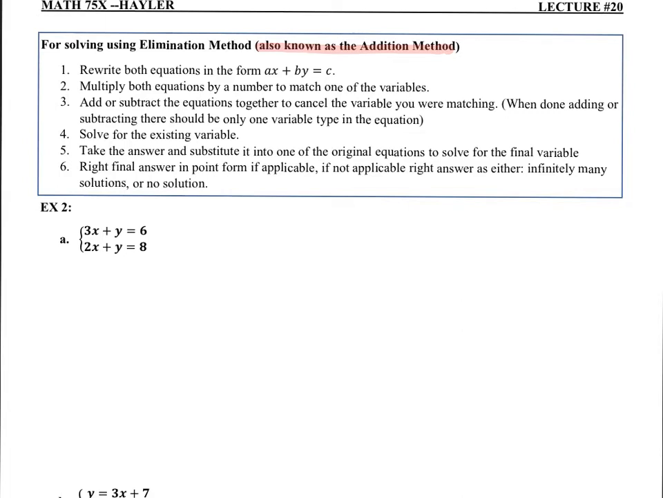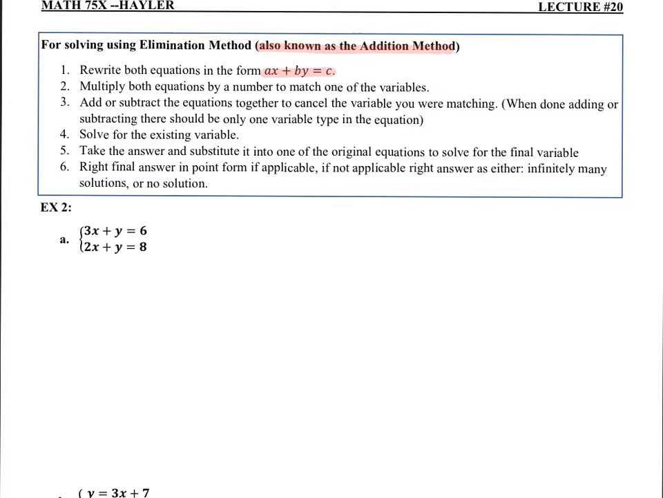Alright, so the plan. First, you want to make sure both equations are in the form ax plus by equals c. Then you're going to try and match the equations so that one of the variables is the same. And we'll go over this in a sec. After that, you add or subtract the two equations together to try and cancel out one of the variables so that you have one equation in one variable. And then you solve and do the same thing we did previously.